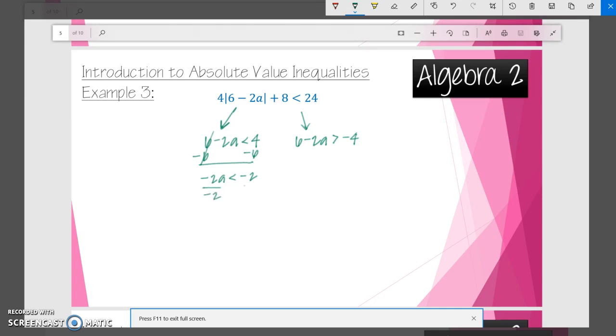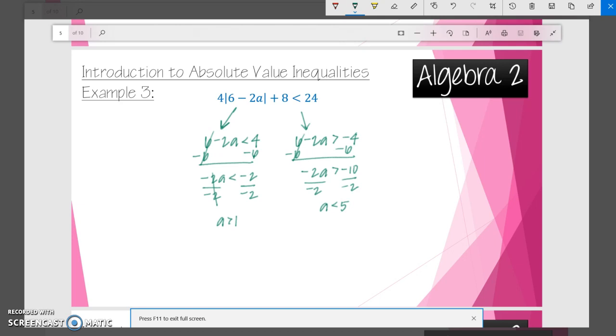I can divide both sides by negative 2. And then when I do that, that will flip my sign and a will be bigger than 1, or greater than 1. Over here on the right-hand side, if I subtract 6 from both sides, I'll have negative 2a is greater than negative 10, because negative 4 minus 6 more gives me that negative 10. Then I'll divide both sides by negative 2. Dividing by a negative will flip my sign, so I'll have a is less than 5.